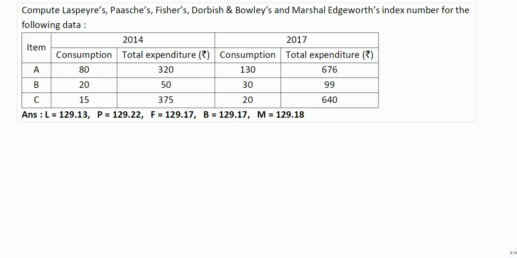Our next sum is compute Laspeyres, Paasche, Fisher, Drobisch, Bowley's and Marshall's index number for the following data. See what is different.